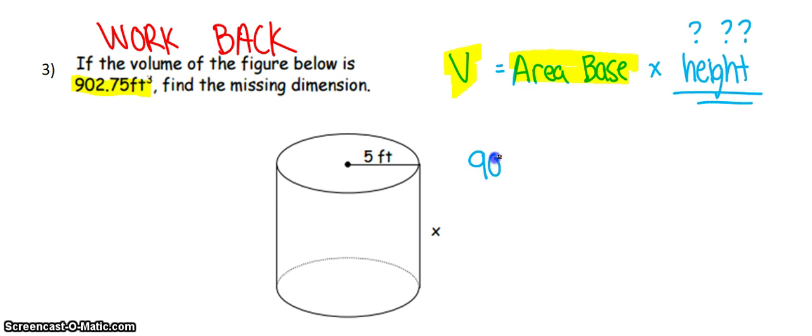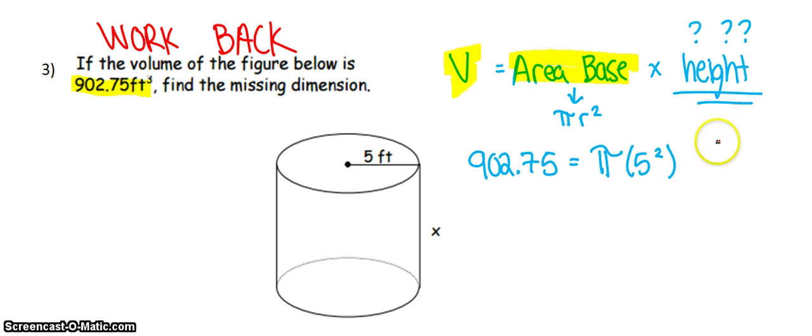So volume is 902.75. Okay, area of the base, well, I don't know it right yet, but I know the base is a circle. And to calculate the area, a circle is pi r squared. So it would be pi times my radius squared, which is 5 squared. Okay, now I don't know what my height is, but it's called x, so I'm just going to multiply by x. Ooh, and that's really confusing to say there, because that looks like a multiplication sign times x.